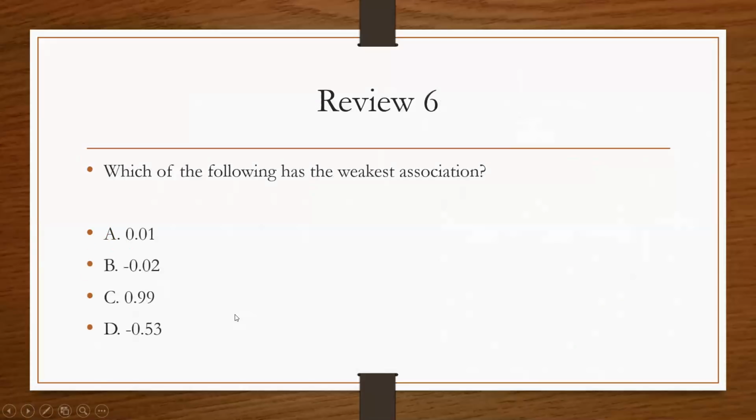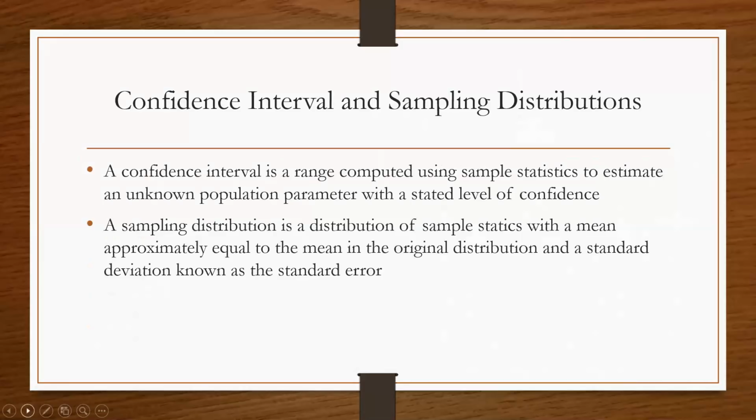All right, so number 6, which of the following has the weakest association? Is it 0.01, negative 0.02, 0.99, or 0.53? All right, you got me. Yep, 0.11. Congratulations.